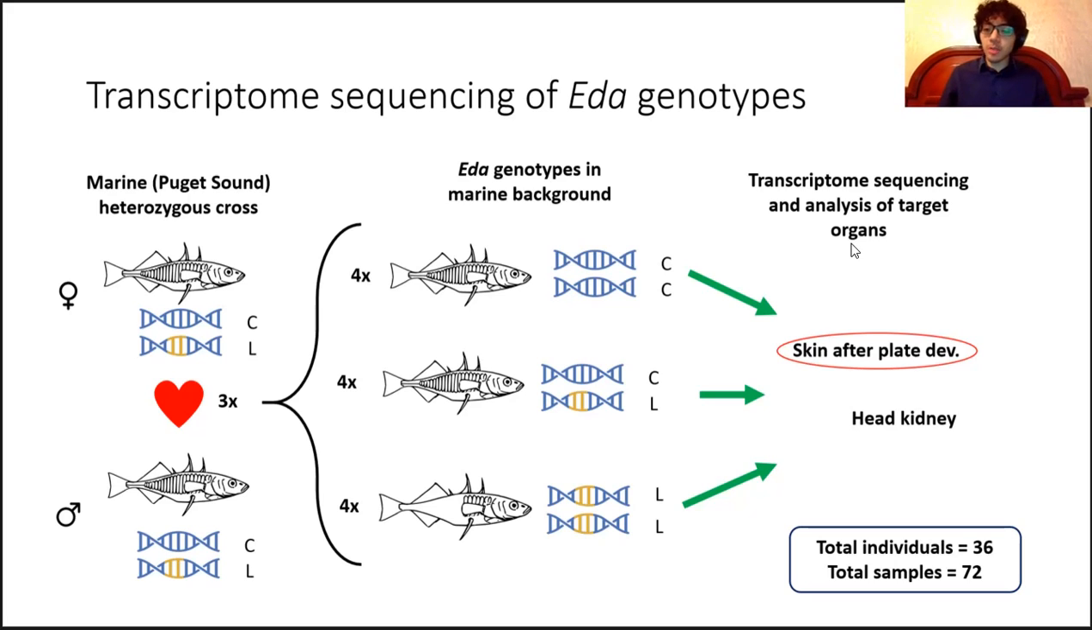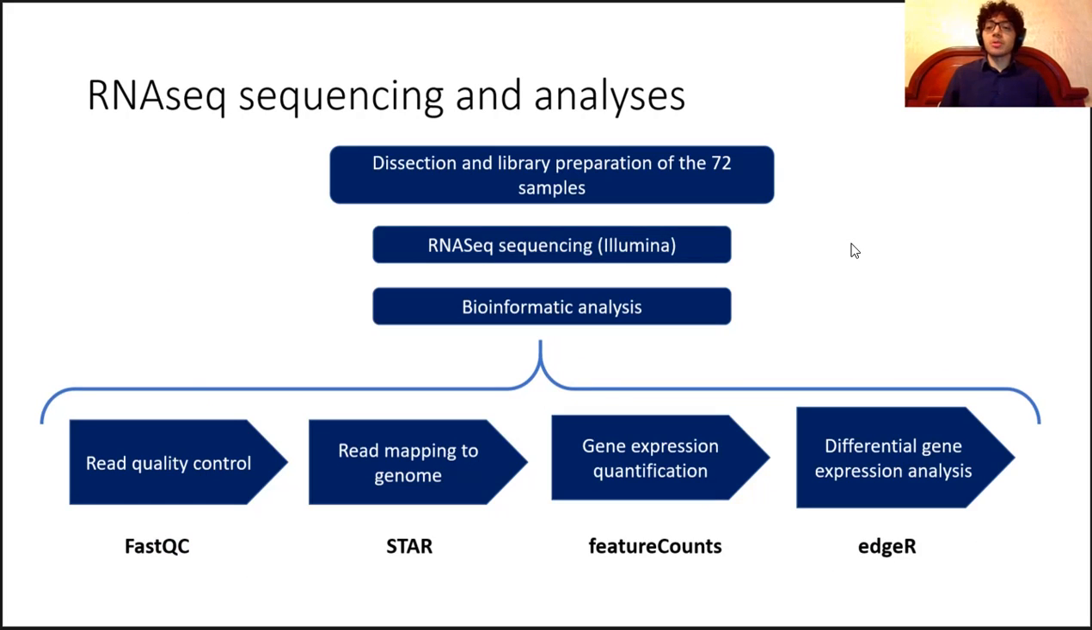This is what we did, and then we selected 4 individuals from each one of the EDA genotypes. We extracted skin after plate development and head kidney, because head kidney is the main immune organ in fish, and we sent them for transcriptome sequencing.